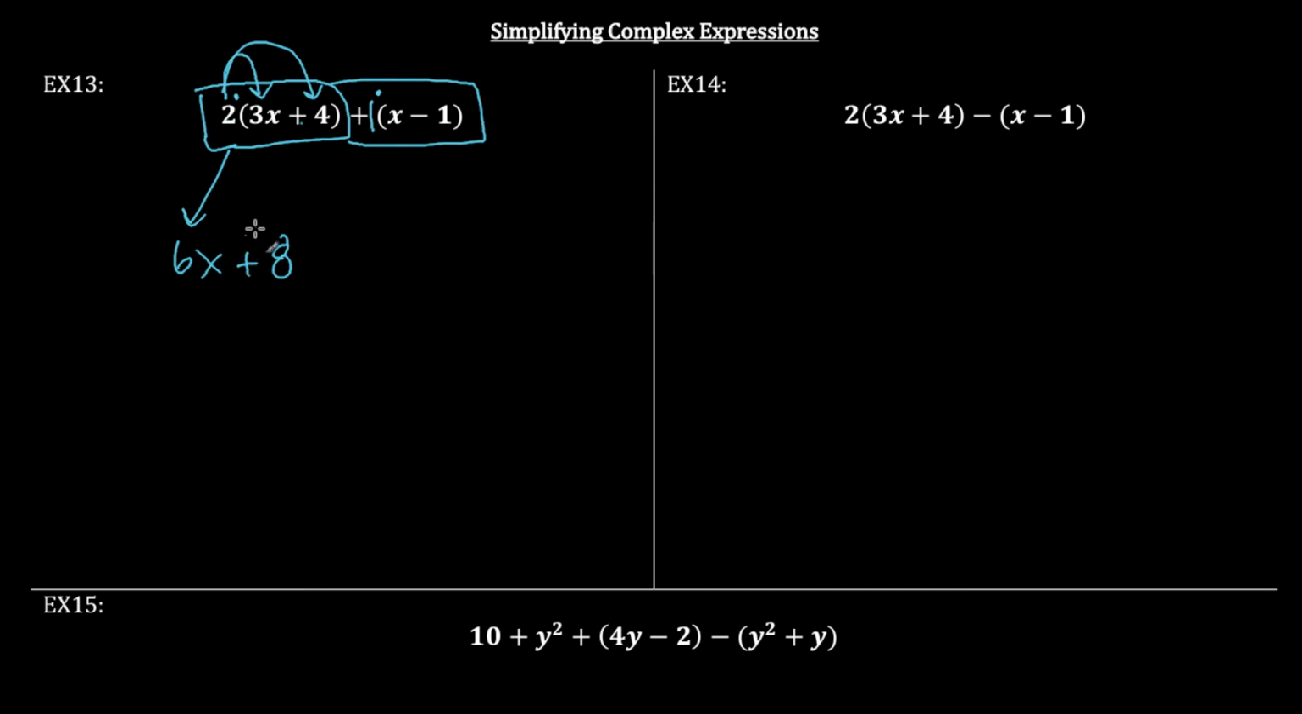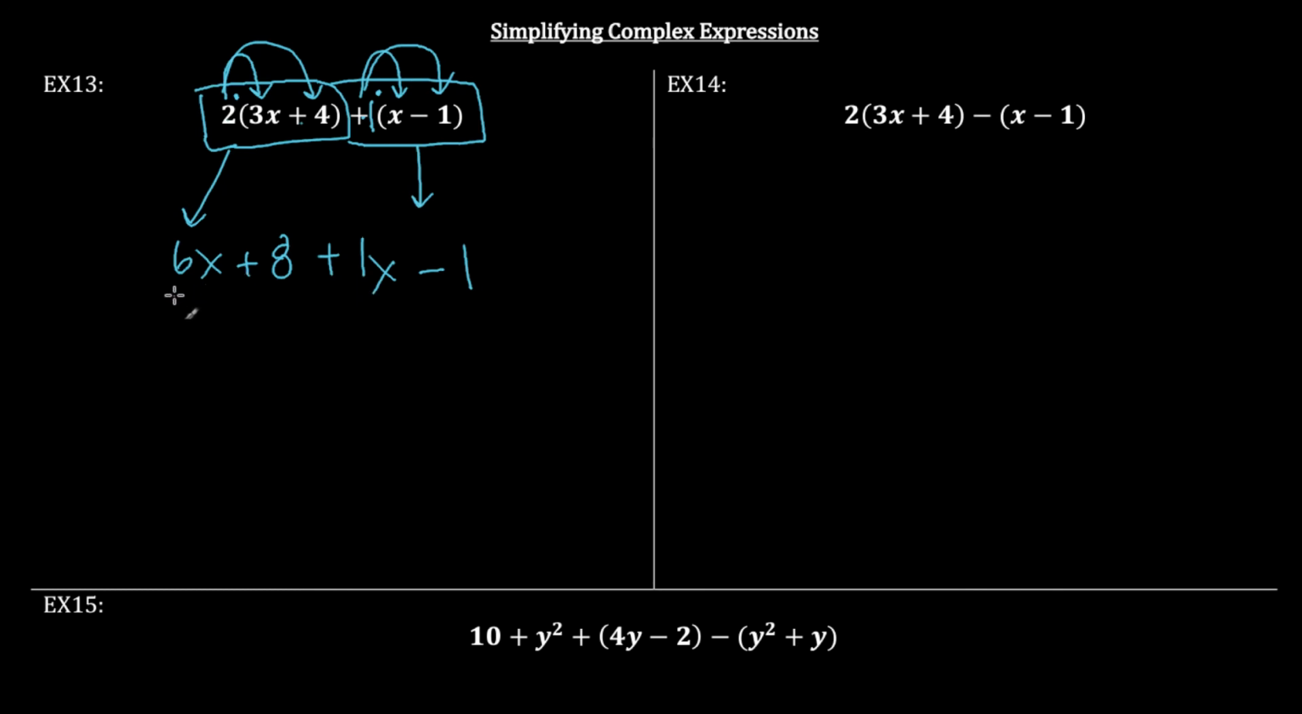I'm finished. I'm going to look at this group. So a positive times a positive times a positive is a positive. 1 times x is 1x. A positive times a negative is a negative. 1 times 1 is 1. So this came right here.